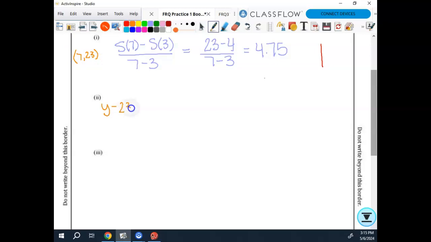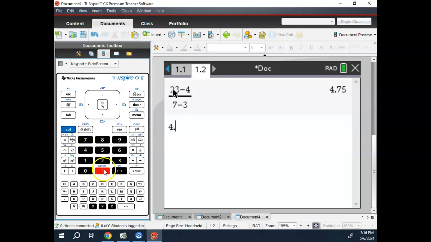So y minus 23 equals the slope times x minus 7. And I want to know what it is for 13, so that would be y equals 4.75 times 13 minus 7 plus 23. And I can let the calculator do that for me as well. So 4.75 times 13 minus 7, close my parentheses, plus 23. You get 51.5.